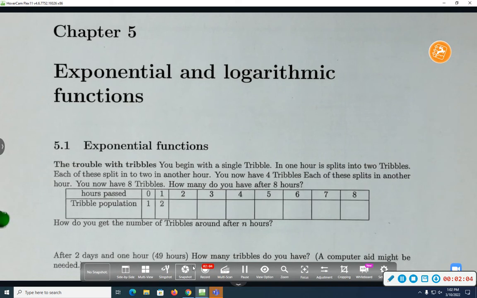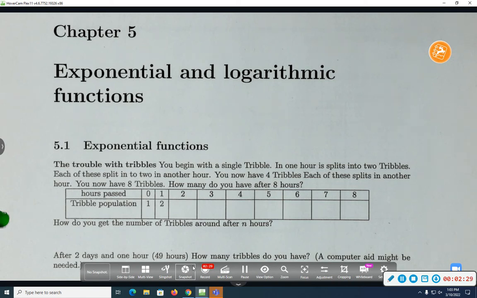So I think it's reasonable to start with an example regarding the trouble with triples. Let's suppose that you're aboard a Star Trek, and at some point someone brings aboard a single triple, a small cute toy creature. Triples have an interesting property that they split into 2 every hour on the hour.